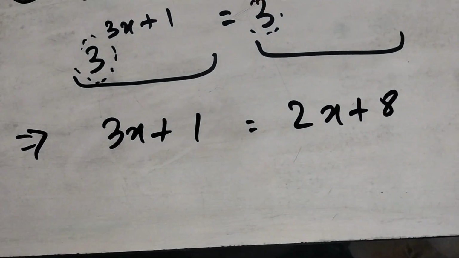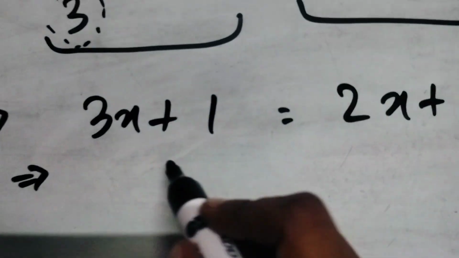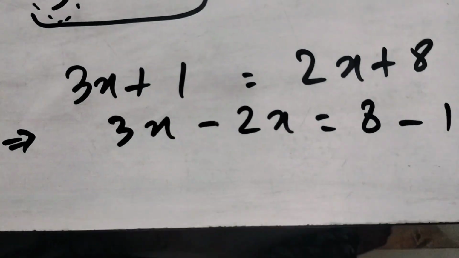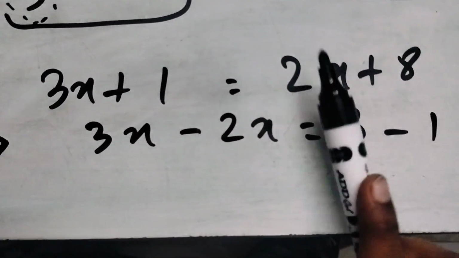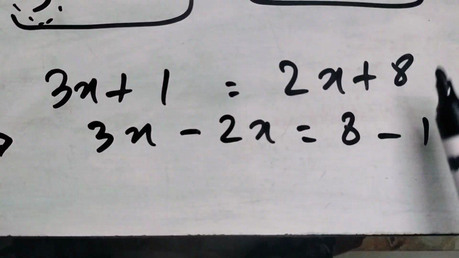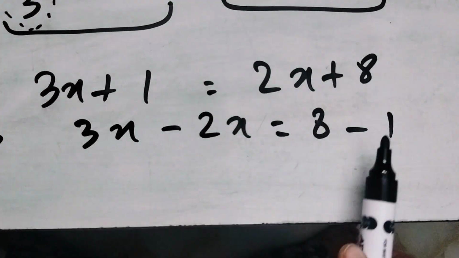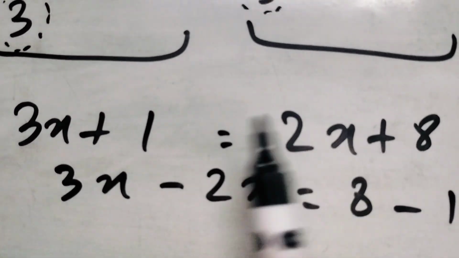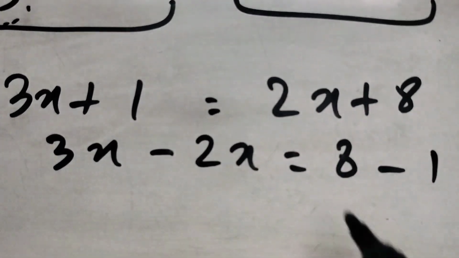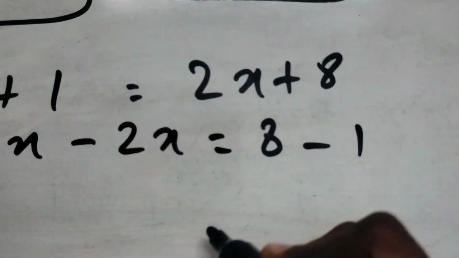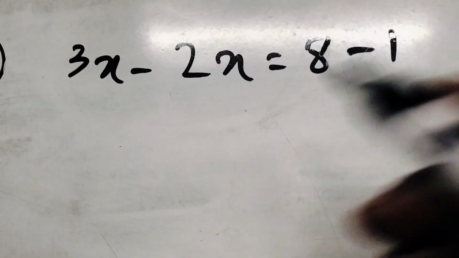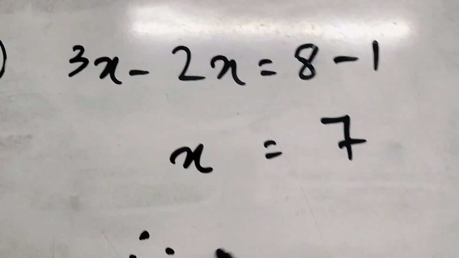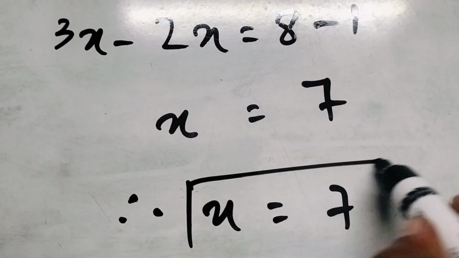Now we simply have to solve it. We can make it as 3x minus 2x equals 8 minus 1. We are shifting 2x over here and 1 over there, because when the plus 1 goes to the other side it becomes a minus, and when 2x is positive, because it's moving to the other side, it becomes negative. Evaluating, 3x minus 2x is x and 8 minus 1 is 7. Therefore, your answer is x equal to 7. This is our missing value.